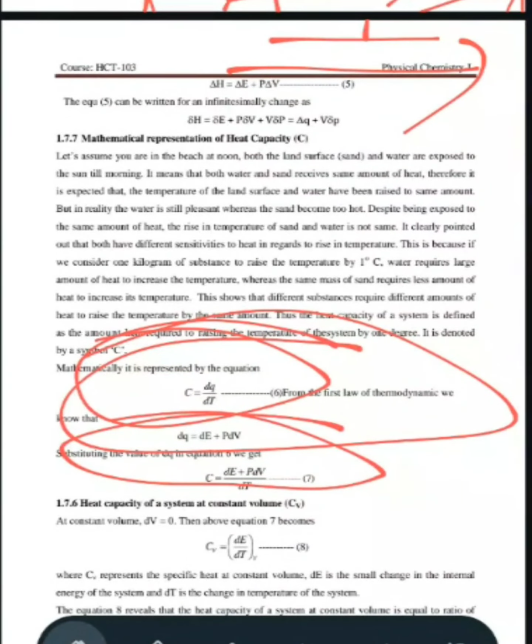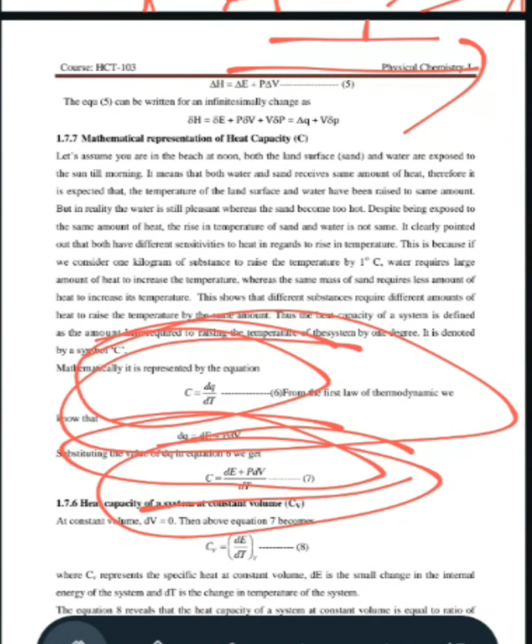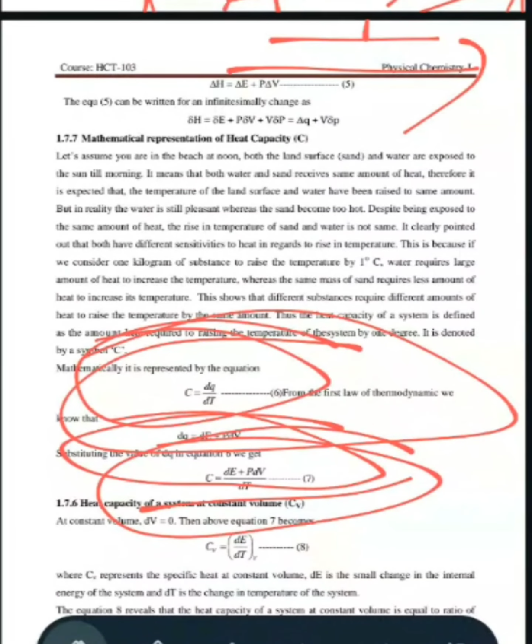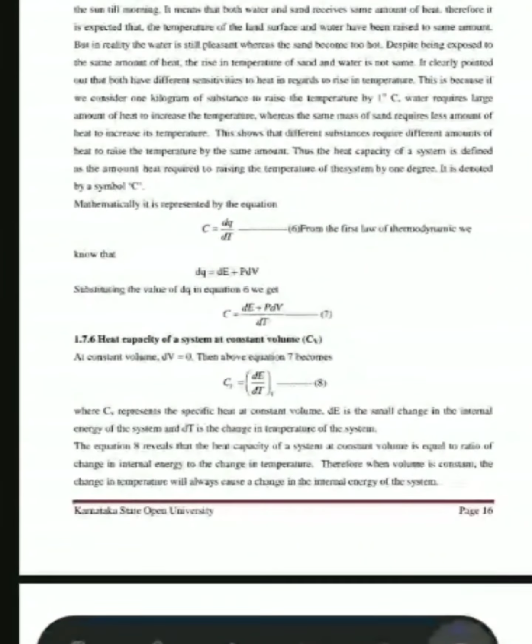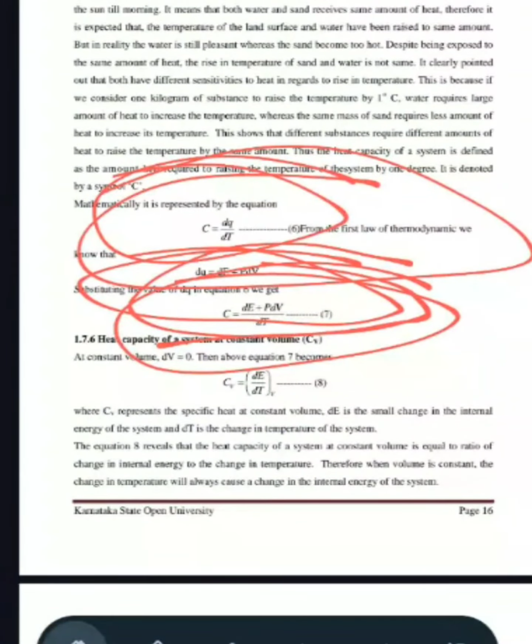To calculate the heat capacity, we are going to use this equation: C is equal to delta E by delta T plus PdV, or (delta E plus PdV) by delta T. That is equation 7 we are going to use for calculating the heat capacity of a system. So here, whether it is heat capacity, energy, enthalpy, or entropy, by varying pressure and volume we will get a different equation. So generally we have this equation 7 for heat capacity.